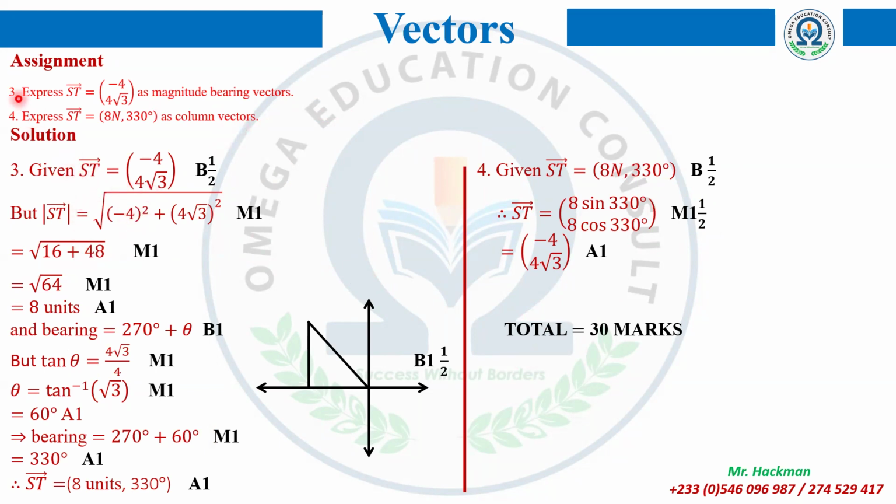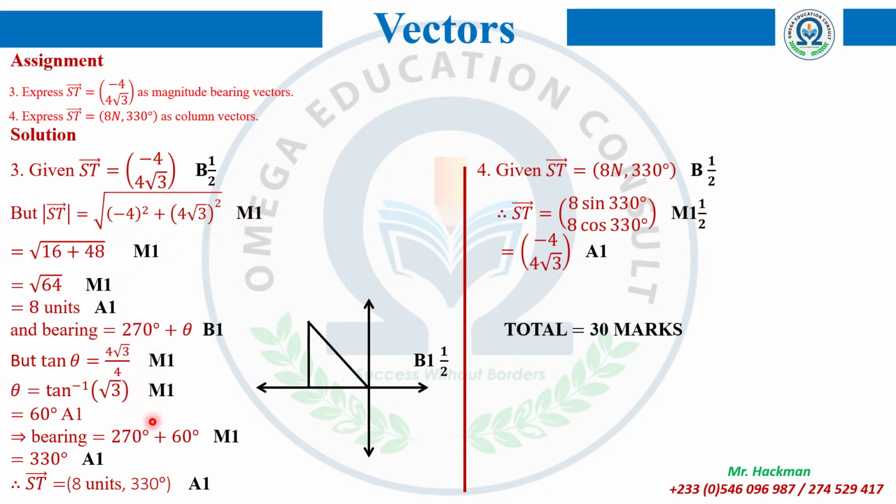Now question 3. Again, I extract. If I extract this, I need to write it as magnitude and bearing. We know this is in column form, and we know how to find the magnitude of a vector in column form. The magnitude of the vector ST will be equal to the root of the x component squared plus the y component squared. With this one, if the -4 is not in brackets, it will be marked zero, and everything here will go.